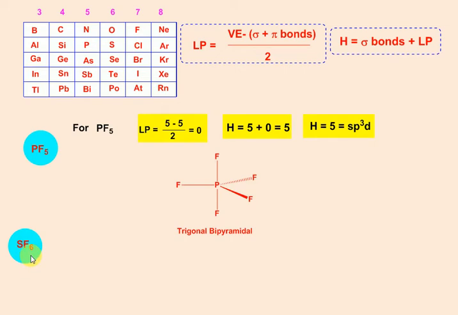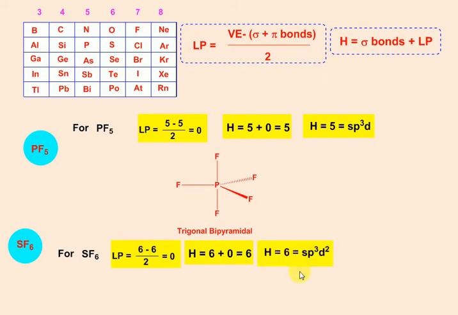Let us find out the hybridization for SF6 molecule. Sulphur belonging to the oxygen family will have 6 valence electrons. So number of lone pairs will be 6 valence electrons minus 6 bonds, 6 minus 6 divided by 2 is equal to 0 lone pairs. Hybridization is equal to 6 bonds plus 0 lone pairs is equal to 6, and for 6 we know that it is sp3d2 hybridization, and for sp3d2 hybridization the geometry is octahedral. Geometry is octahedral for sp3d2 hybridization.